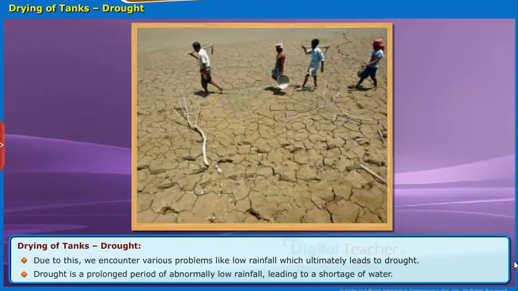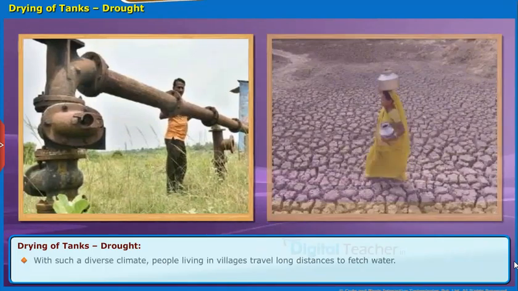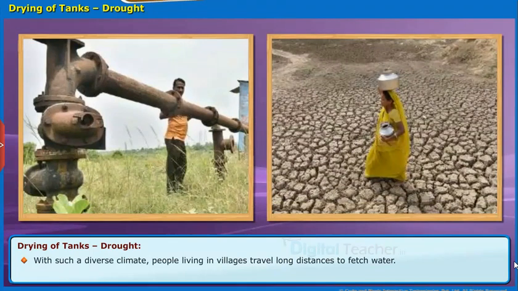Drought is a prolonged period of abnormal low rainfall leading to the shortage of water. Due to lack of rainfall, farmers drill more and more bore wells to draw the underground water. This act is causing great damage to the environment. With such a diverse climate, people living in villages travel long distances to fetch water.